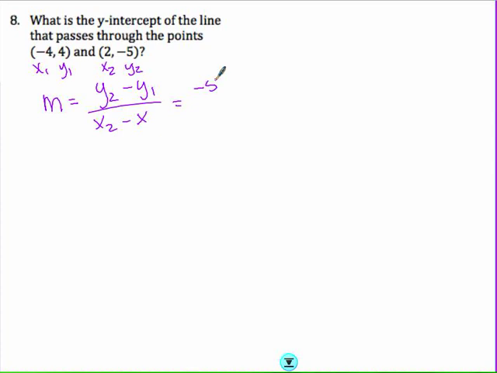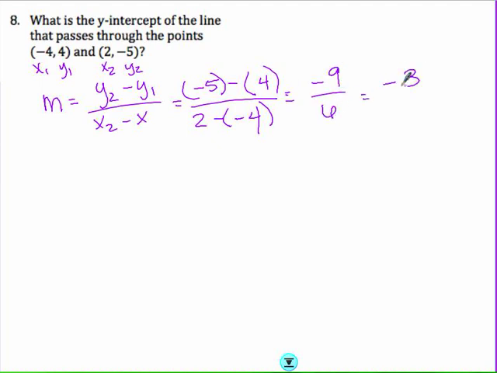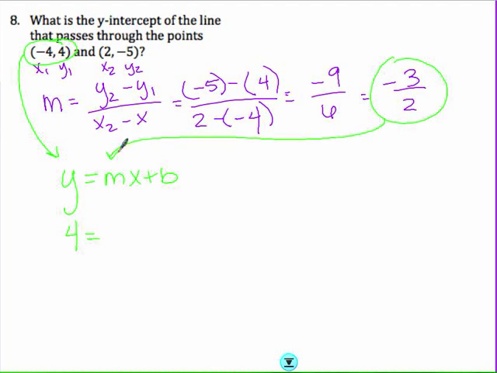So negative 5 in parentheses, because it's always a good habit to do. Then we've got 2 minus a negative 4. So here I've got negative 9 divided by 6, which really simplifies to negative 3/2. With that being said, I can take that and start to do my slope-intercept form. I'm going to substitute one of these values. So let's say I pick this one for my x and my y. So really, y is equal to 4. Slope, I said, was this negative 3/2, so that's going to come in here.